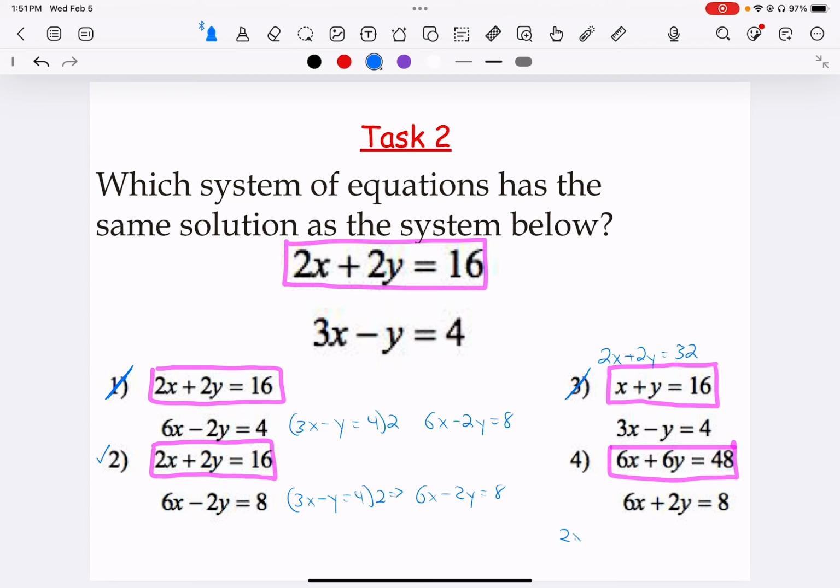If I take my top equation and multiply it by 3, I'm left with 6x plus 6y equals 48. So that one matches. But the bottom one is 6x plus 2y, when it really should be 6x minus 2y equals 8. So 4 is out. So 2 is the only one that's left and would have the same solution as the given system.